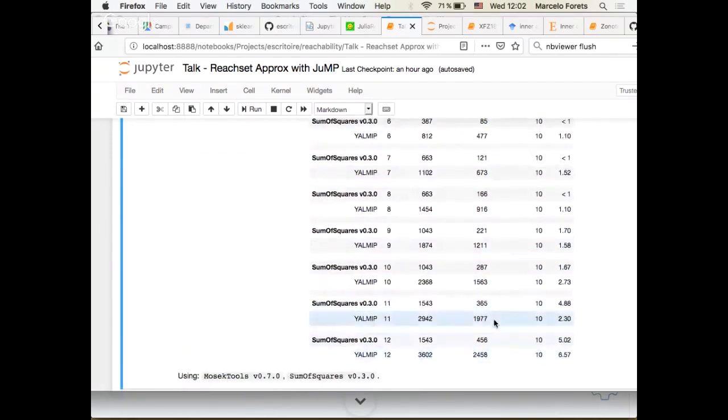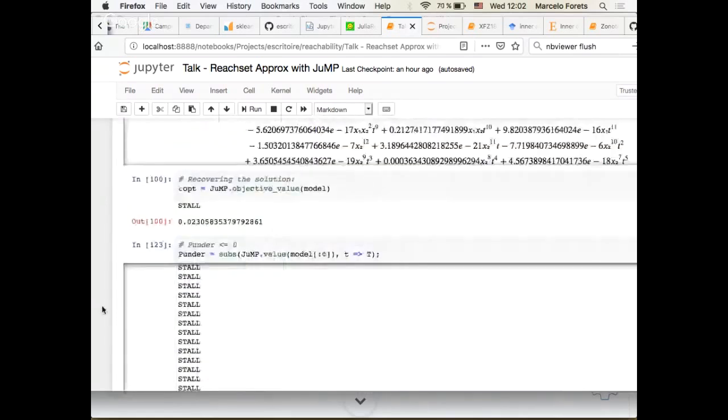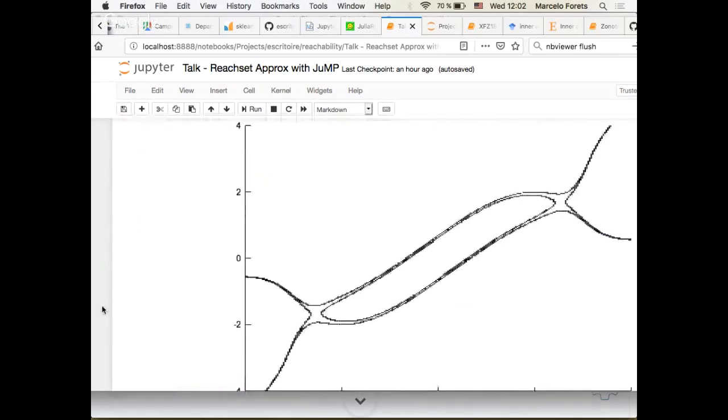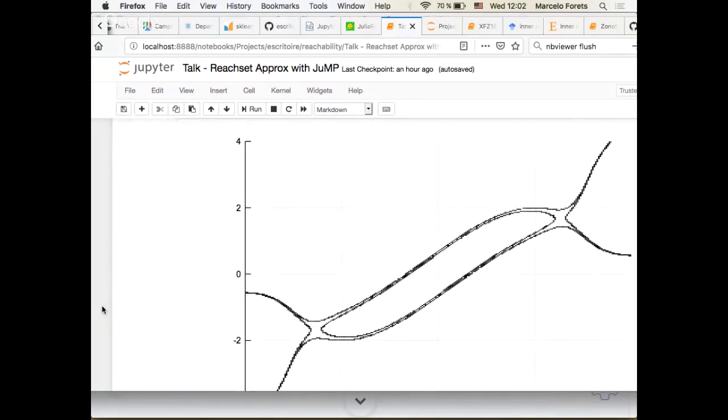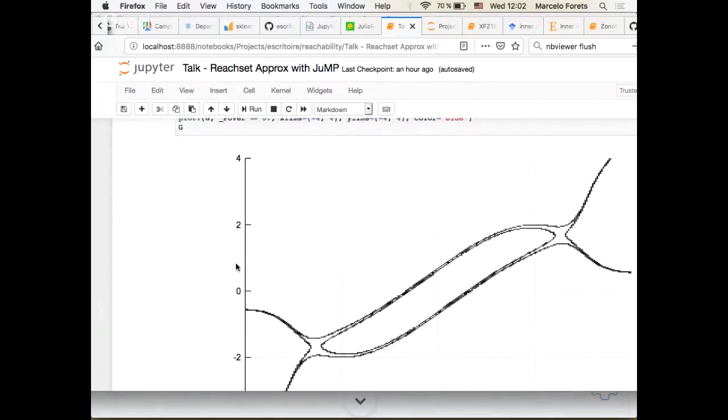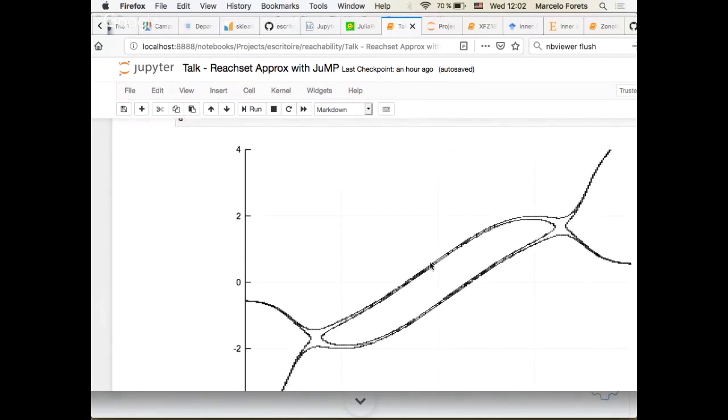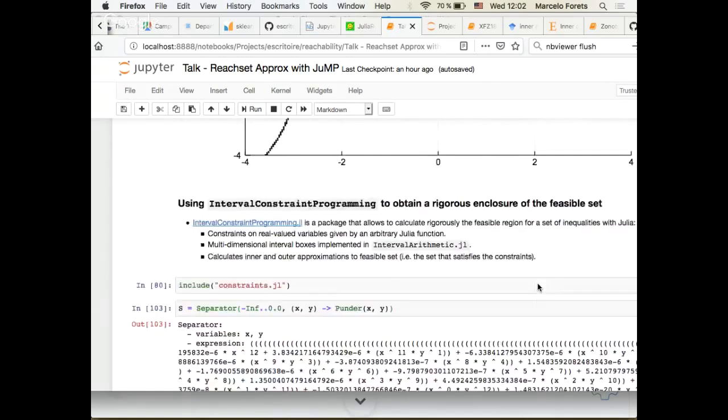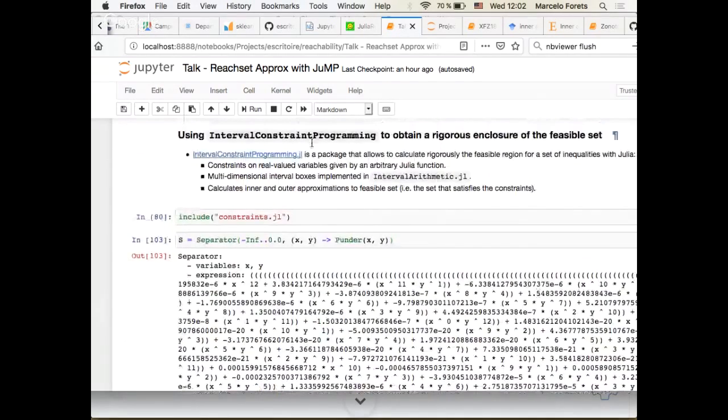And so then what I did next was to visualize this result in two different ways. The first way was using a package called ImplicitEquations, with which you can plot the inequalities, and you obtain this plot where the region in between these two is the reach set. And finally, I also used the other package that is called IntervalConstraintProgramming, which is in fact more powerful in the sense that I can use multidimensional interval boxes, so I'm not restricted to 2 dimensions, but more interestingly, because I can calculate rigorous inner and outer approximations of these polynomial inequalities.